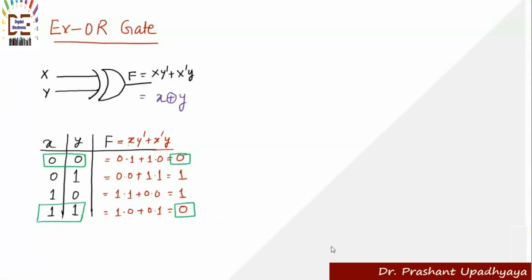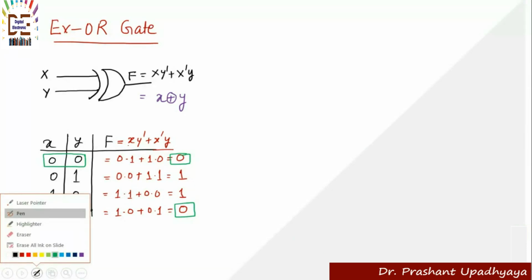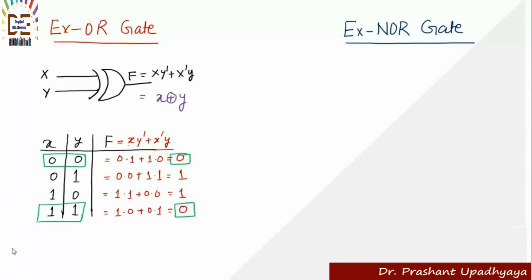And if I talk about the XNOR gate, N stands for the NOT operation. That means whatever the expression you are getting, simply what you have to do is invert that operation.